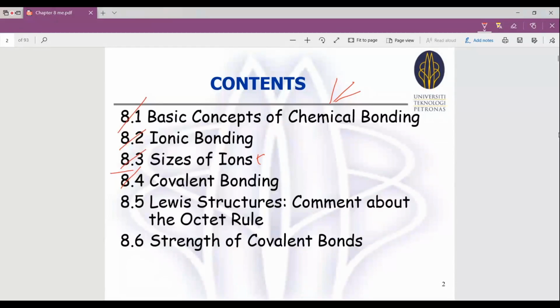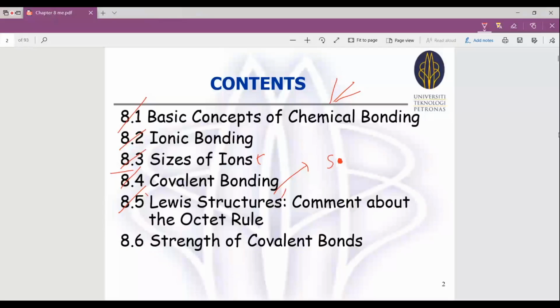And then 8.5 is Lewis structure. You know what is Lewis structure? Oh yes, I know. It's from SPM, where we draw the electron structure, the dots around the alphabet. Yeah, dot representation is the Lewis structure. Haven't seen this in a while. We will look at Lewis structure in detail and how to calculate the formal charge. You know what formal charge is? No, I have no idea what that is.